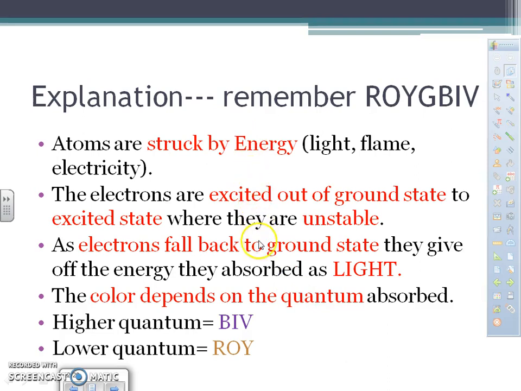Here it is all written out for you in words. I'm going to have to go through this kind of quickly because I'm running out of time. But atoms hit with energy, the electrons are excited, they fall back to the ground state, giving off light. The color depends on quantum. Higher quantum would be on our Biv end of Roy G. Biv. The lower quantum, the atoms that gain a lower quantum would be on our Roy end of the spectrum, red, orange, and yellow.